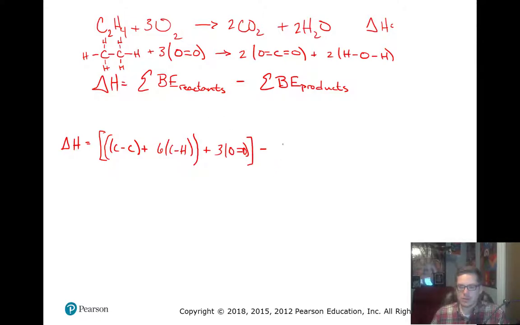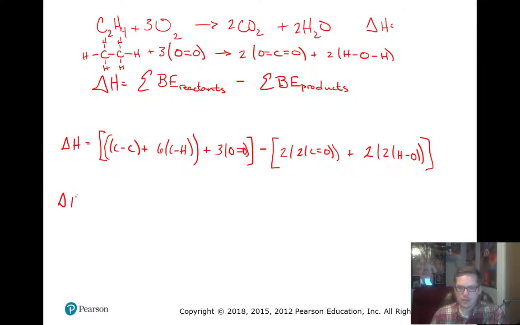Then we're going to subtract out the bond enthalpies of the products. So we'll put a big bracket, and so we've got 2 carbon dioxides, right? So we'll say 2, and inside each carbon dioxide we have 2 CO bonds. Does that make sense? So there's 2 carbon dioxides, and inside each carbon dioxide we have 2 C=O bonds. And then we also have 2 water molecules, and in each water molecule we have an HO bond, or an OH bond. Same difference. So that's that.